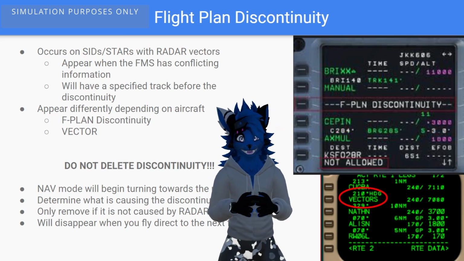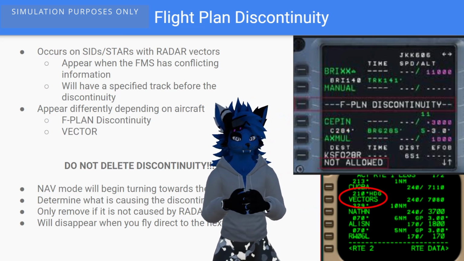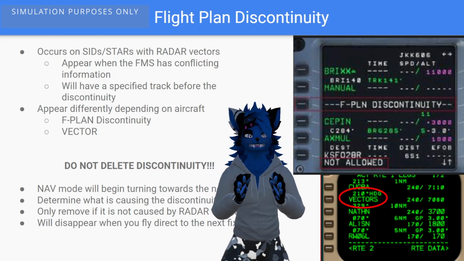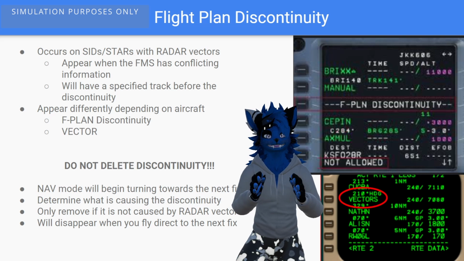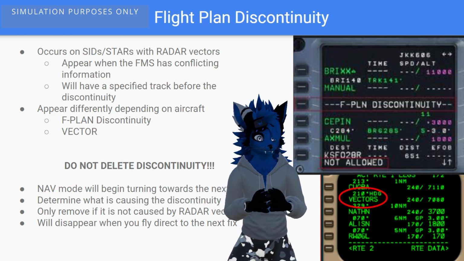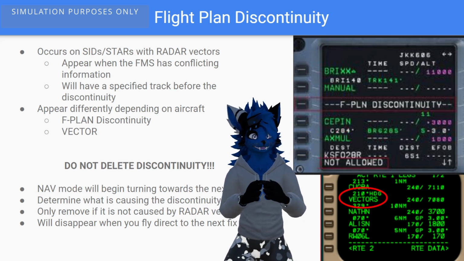Every single VATSIM controller watching this video just collectively rolled their eyes. Despite what you may have been told on the tutorial that you watched for your plane, flight plan discontinuities are not inherently a bad thing. They are going to appear when there is a radar vector leg on your SID or your STAR. What the flight plan discontinuity is telling you is that the FMS is receiving conflicting information.